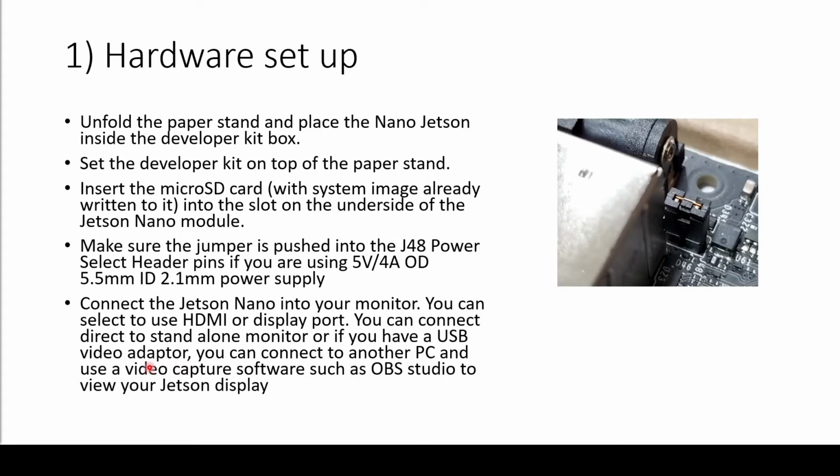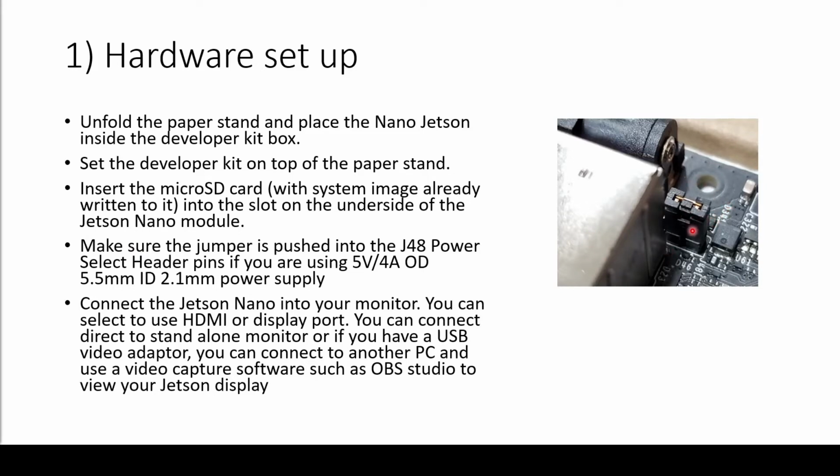Insert the micro SD card with the system image already written to it into the slot on the underside of the Jetson Nano module. Make sure the jumper is pushed onto the J48 power select header pin if you are using 5 volt power supply through the power jack. So you need to make sure that you select the J48 power select pin properly here.